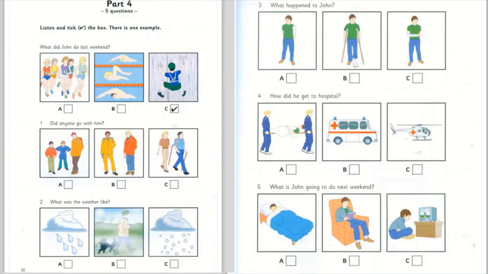Was the weather okay? Well, no. That was part of the problem. It didn't rain, but... Was it too cold? Did it snow in the mountains? Not where we were. The problem was fog. We couldn't see. 3. What happened to John?